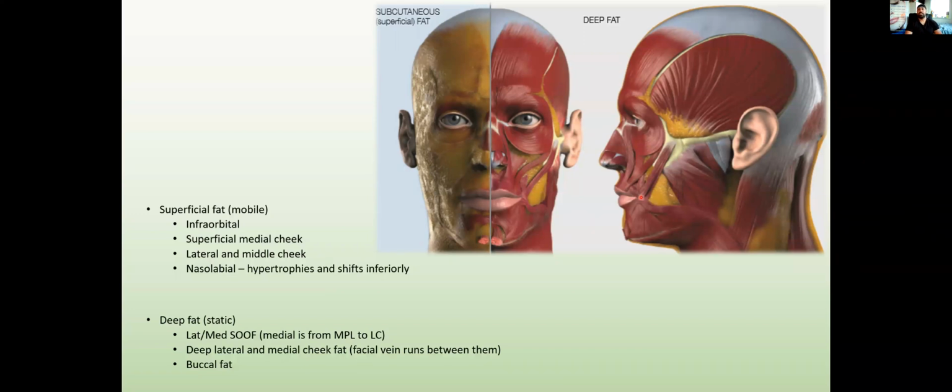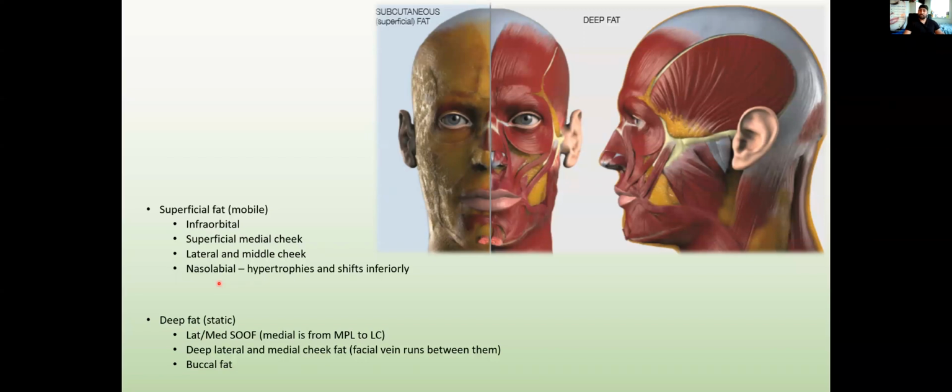Obviously, this is going to be beneath the muscles. Now, these are a list of all of the fat pads. In a nutshell, the main three that you're going to be seeing in the superficial region will be the infraorbital, the superior medial cheek, and then the nasolabial. So these three in particular, you will see a lot of changes in the superficial layer. And we know this from cadaver dissection.